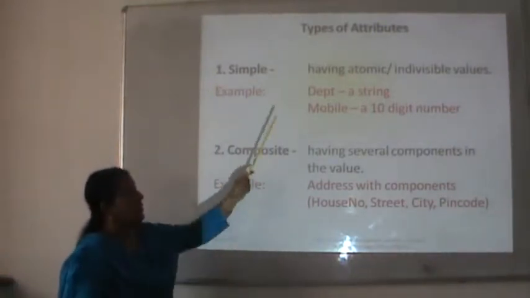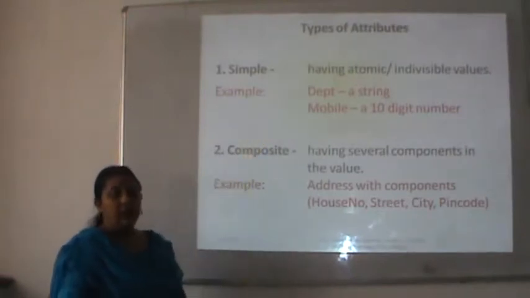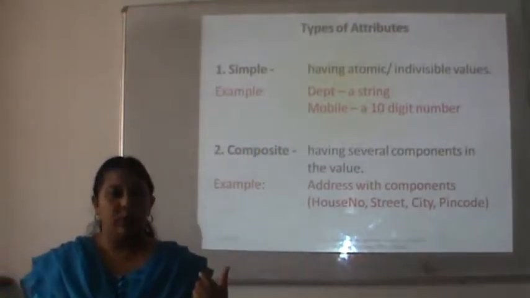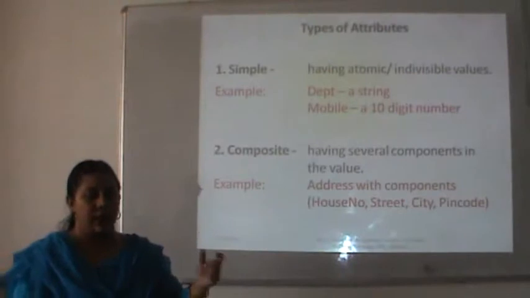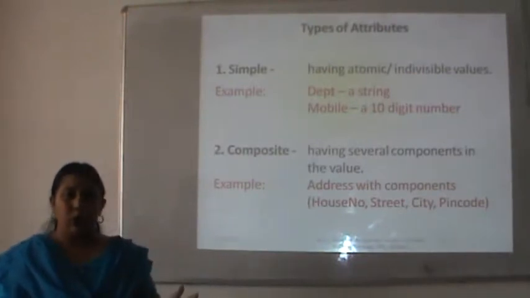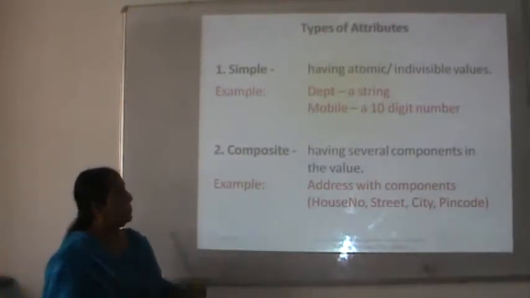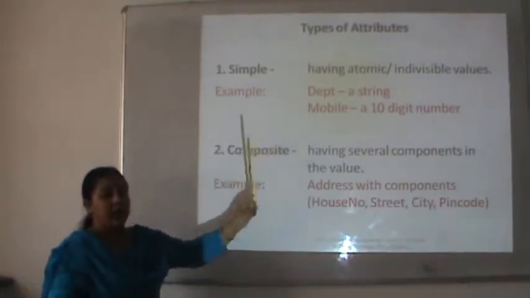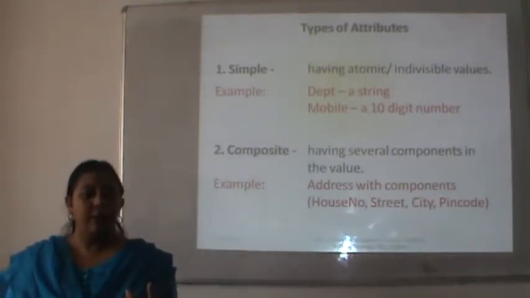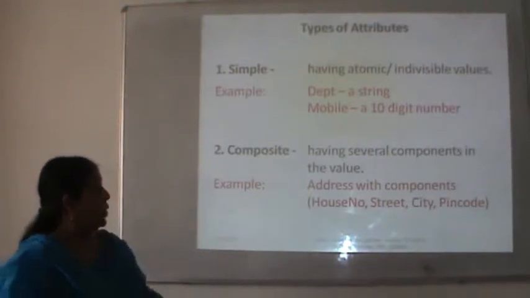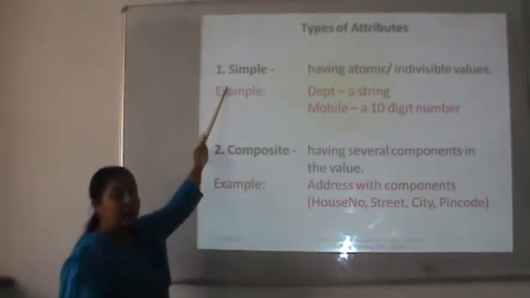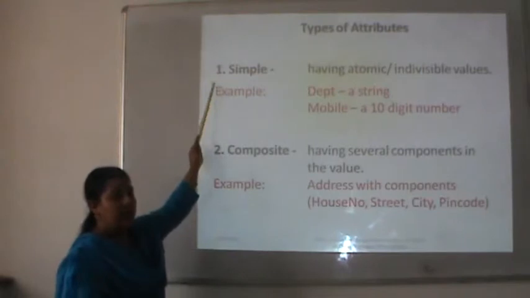For example, department. Department will have a single value, for example, computer science and engineering. It would be a string. It's not composed of different values. A mobile number. It is composed of a 10-digit number. So, these are simple values which are indivisible.